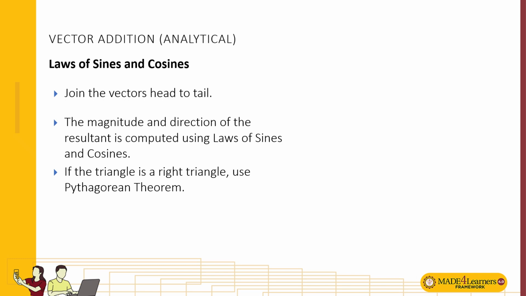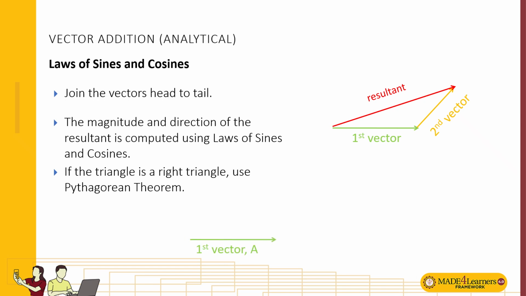Okay, so just use the Pythagorean theorem directly. You draw the first vector and the second vector, and the third side of the triangle would be your resultant. If a right triangle is formed, so for example, these two lines are perpendicular, a 90-degree angle between them, then your hypotenuse would be the resultant.